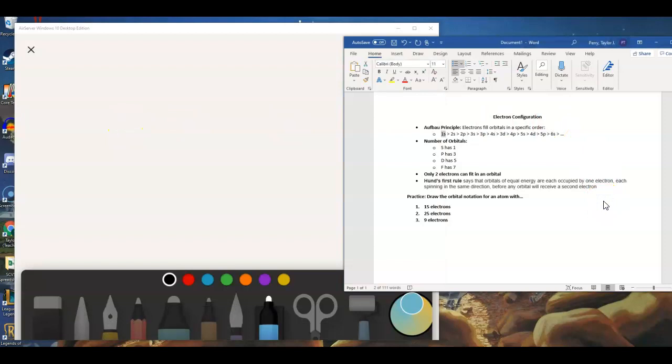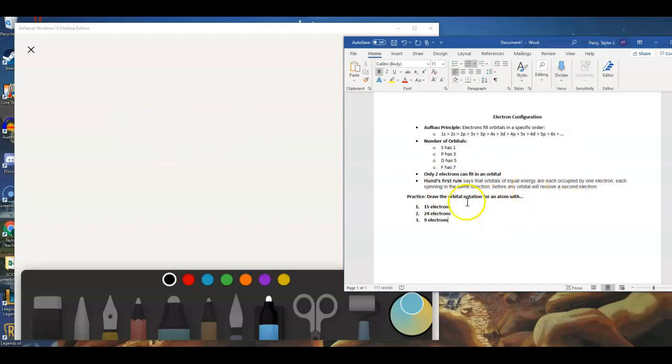Okay, so why don't we look at these practice problems here? It says draw the orbital notation for an atom with 15 electrons, 25 electrons, let's call it 24 electrons, and 9 electrons, okay? So orbital notation is basically a way of taking all 4 of those quantum numbers and putting them into a visual here, okay?